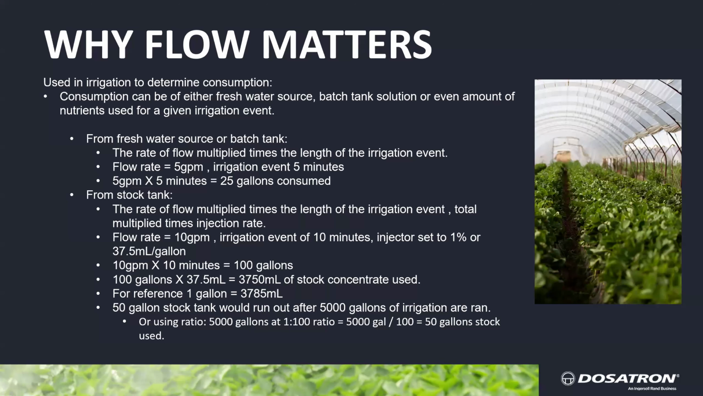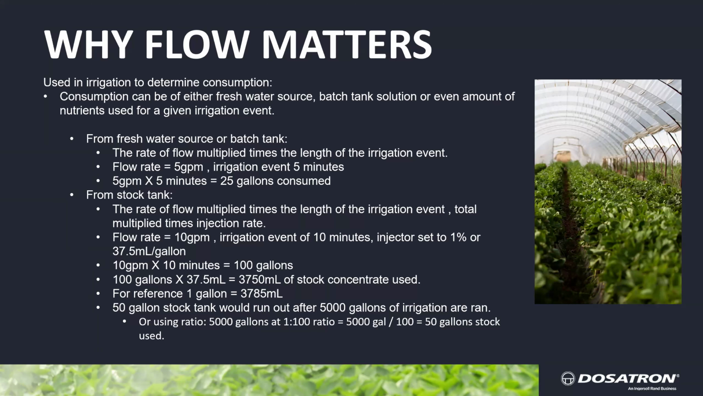Then we take that 100 gallons and multiply it times what our injector is set to. If it's 37.5 mils, we come out to 3,750 mils of stock concentrate used in that 10 minutes, or in that 100 gallons. For reference, 1 gallon is equal to 3,785 milliliters. So we're at about a gallon of concentrate used per watering event of 10 minutes at 10 gallons per minute of flow.